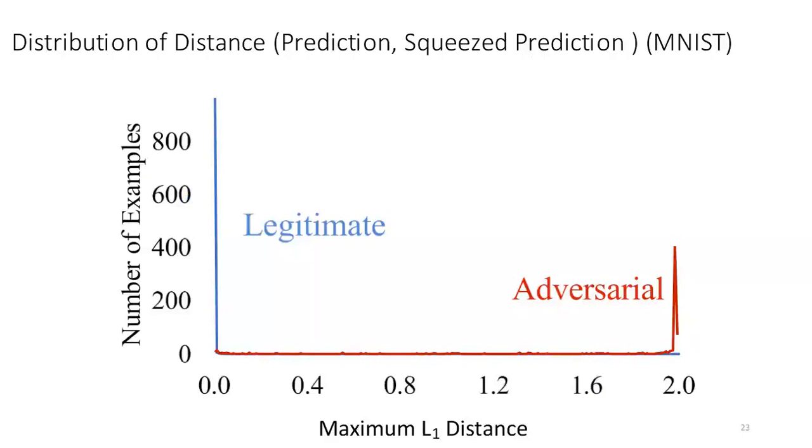So the most basic idea, again, let's repeat it, is the difference between the original example and the squeezed example. For legitimate examples, the model predictions are similar, and for the adversary examples, the predictions are different. Here we show the distribution of the distance between the original prediction and the squeezed prediction on MNIST. Most legitimate examples have scores like zero, and the adversary examples have scores close to two. Just based on this figure, we can very easily distinguish legitimate examples from adversary examples.